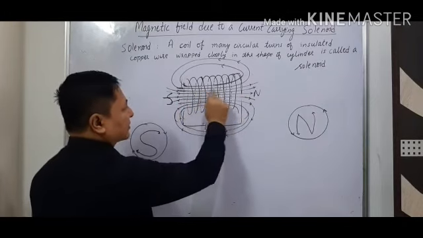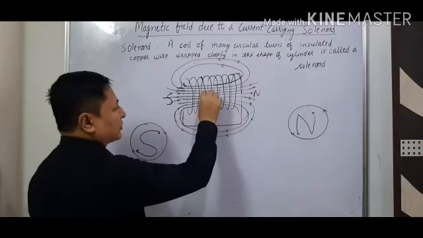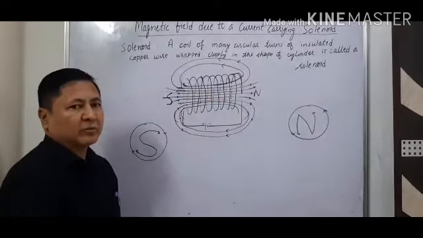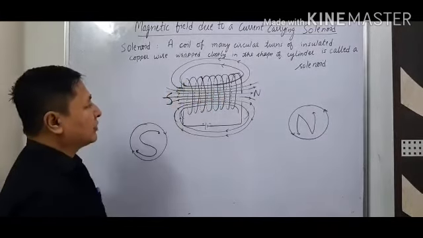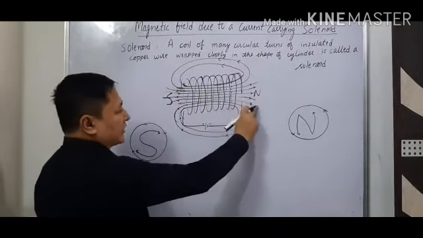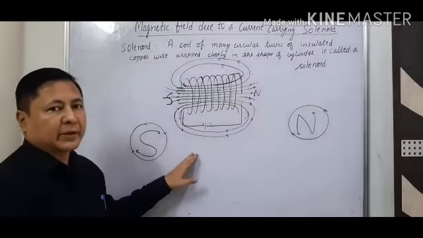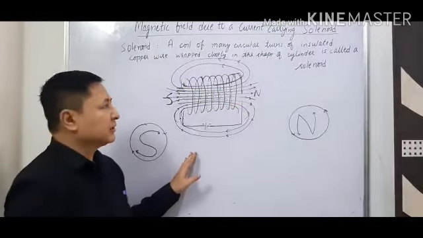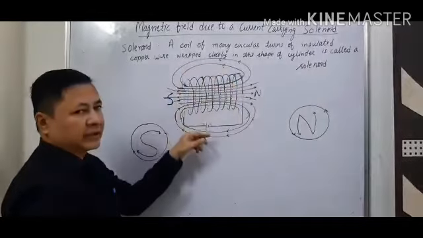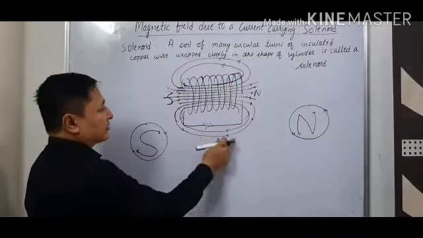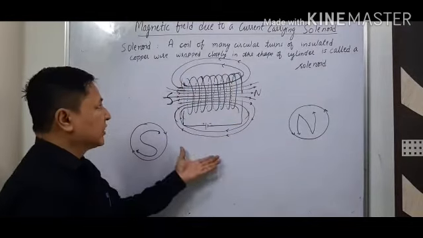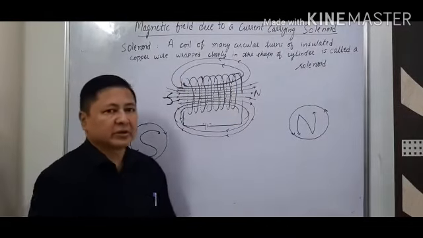These are all parallel lines. Here the magnetic field is uniform, that is, it is the same at all the points. When it comes outside, it takes a turn and behaves just like a bar magnet. In a bar magnet, you might have seen the magnetic field lines are also like this, and the direction of the magnetic field line is from north to south. This is how the magnetic field is produced around a solenoid.